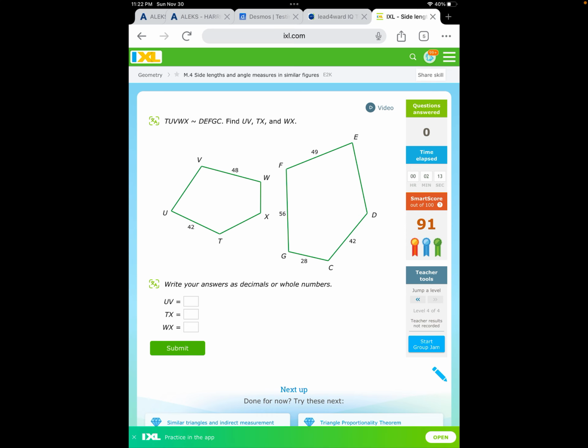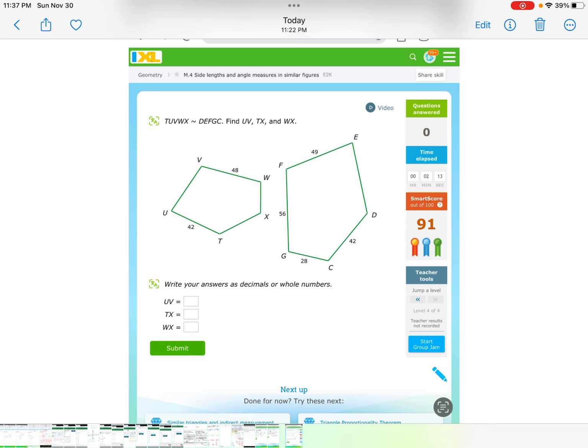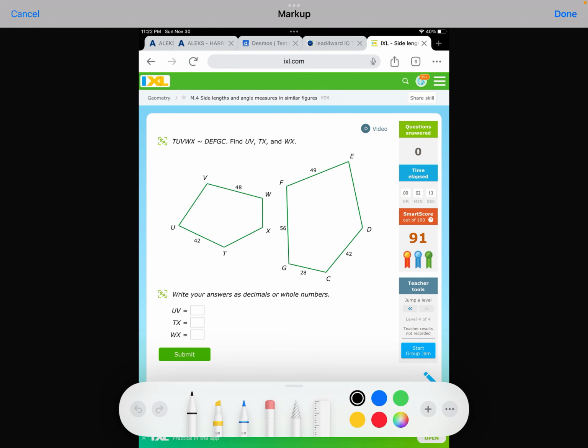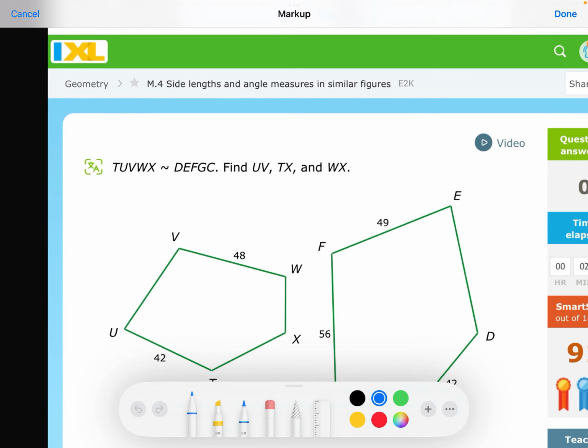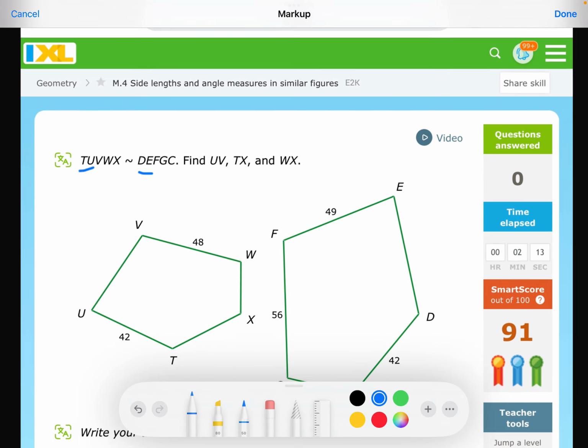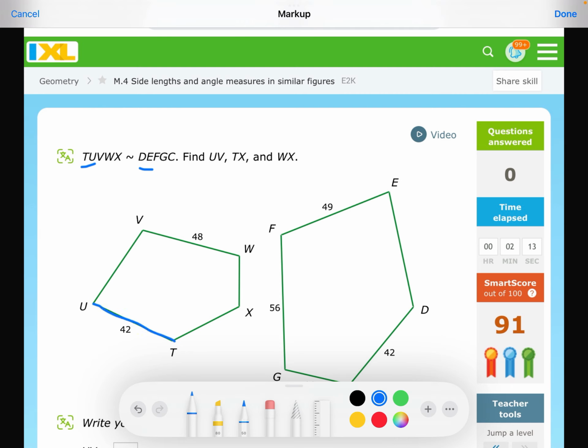All right, lastly, let's do a harder version of the side length problem real fast, just so you can see why I told you about that cross multiply in the first place. So again, same beginnings. Look at the top, follow the order. So TU and DE go together. Then my next letters were UV and EF. So UV goes with EF.